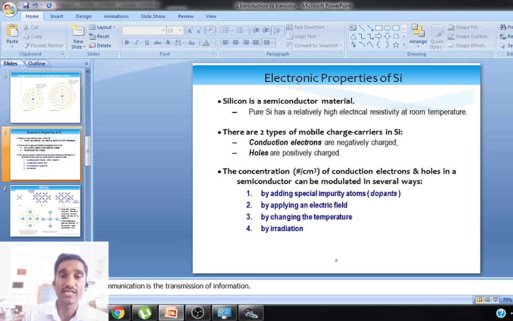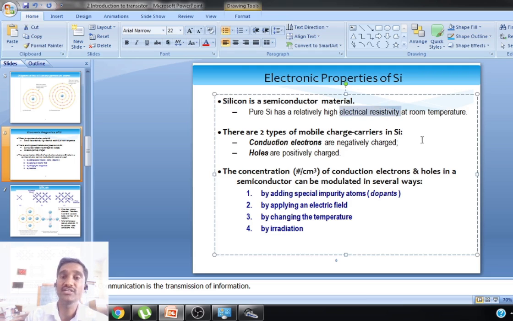Next is the electrical property of silicon, which we generally speak of as resistivity. In any material, the resistivity changes. Electrical resistivity changes because of the charge carriers. In silicon or any semiconductor, there are 2 types of charge carriers: one is conduction electrons, and the second is holes. By changing the number of electrons or holes, the resistivity of silicon can be changed.